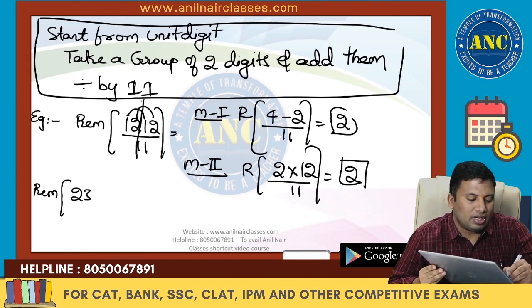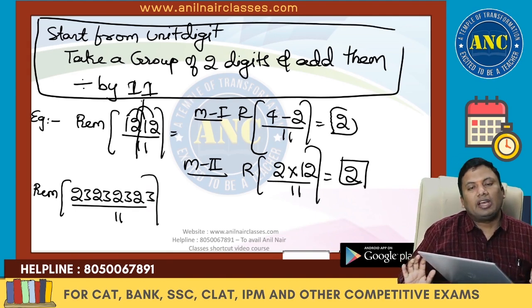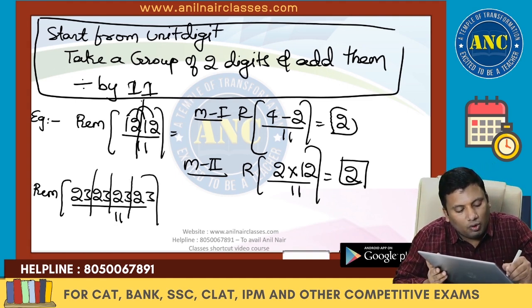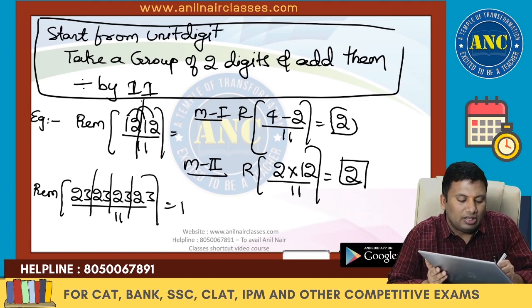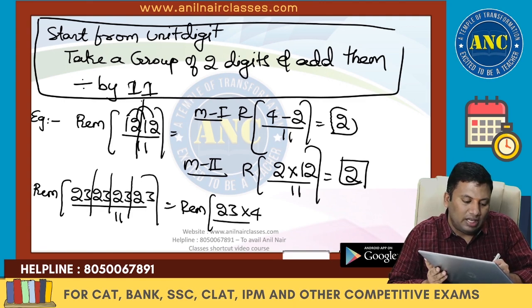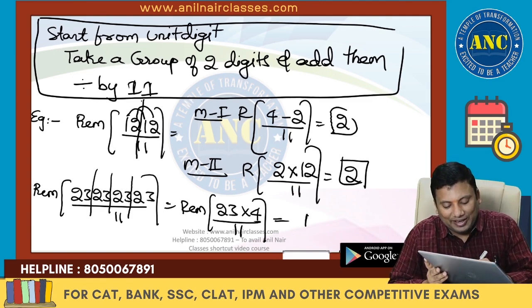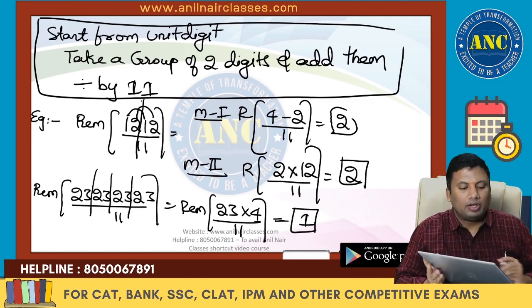Suppose the question is 23, 23, 23, 23 divided by 11. Instead of taking the sum of the odd places and the sum of the even places, take a group of 2 digits and add them. 23 added 4 times. So it is 23 into 4 divided by 11. 11 twos are 22, remainder 1. 1 into 4 is 4.